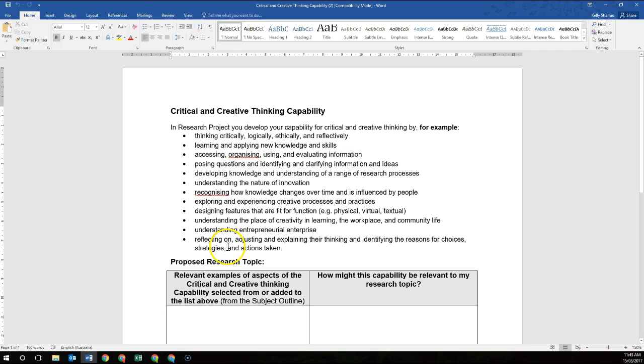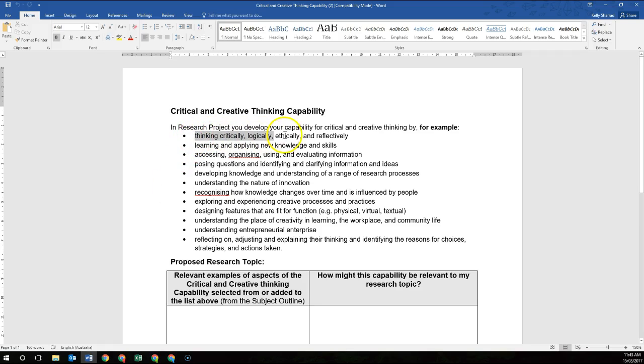These dot points are the ones that you should be developing. You won't develop all dot points, but you should develop a majority of them. I'm going to go through and give you some examples of how you might develop these so that you can then use these examples to create your own for your research project.